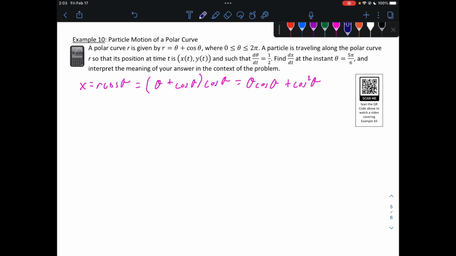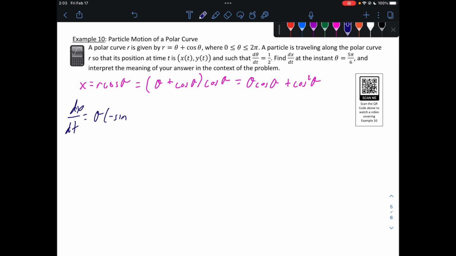So now we have to take our derivative, dx dt, and again, you can use whichever one you want here. I'm going to use the second one. So that's going to be product rule, theta times negative sine theta d theta dt, plus cosine theta times d theta dt, plus 2 cosine theta times negative sine theta times d theta dt.